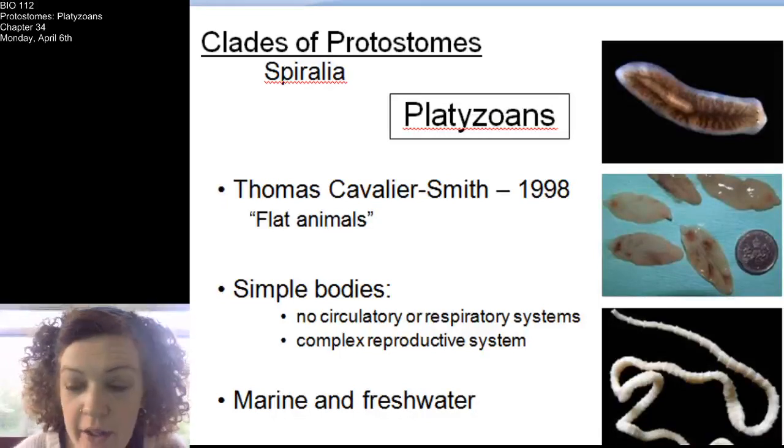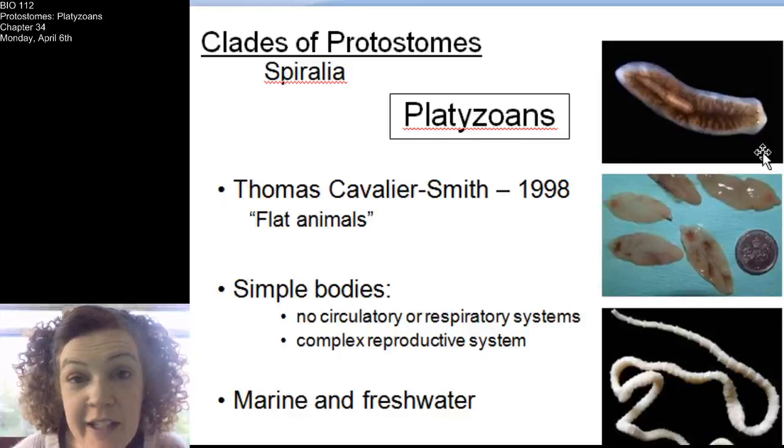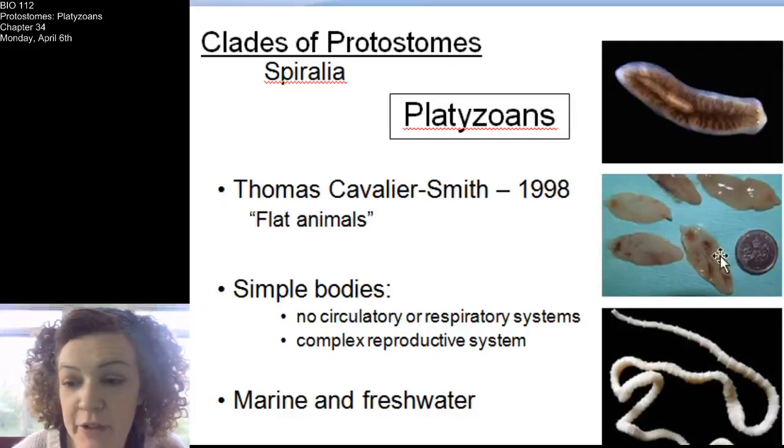All right, so here we have a Planaria, a free-living flatworm. We're going to talk about each of these groups in turn. Here you have flukes, and here you have a lovely tapeworm.